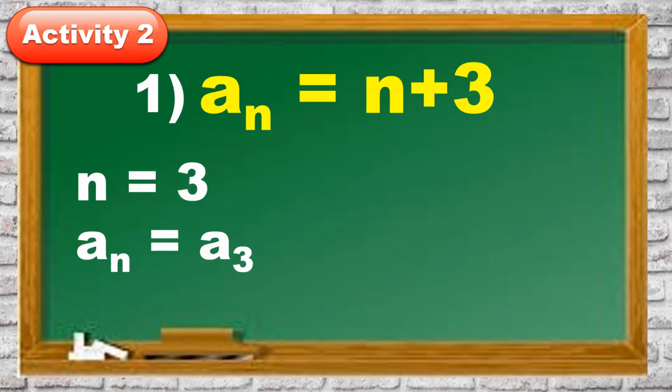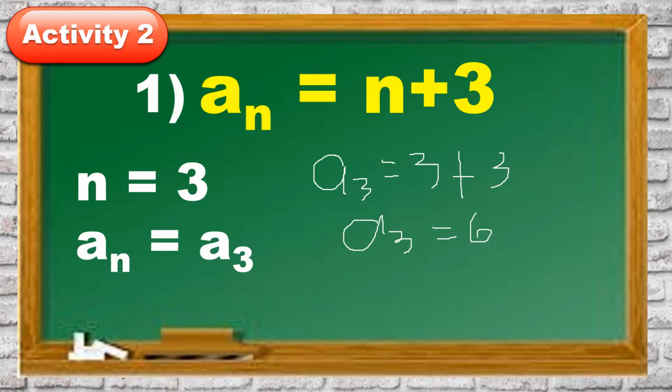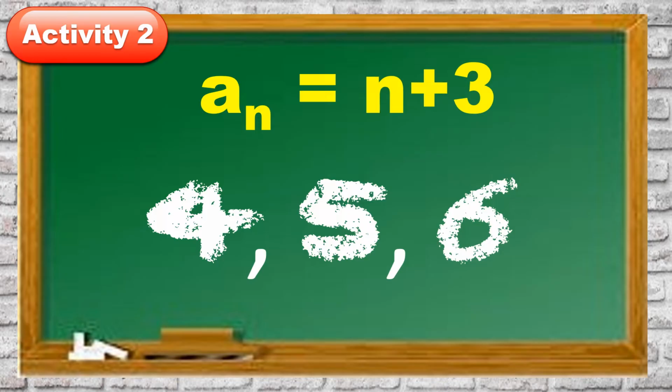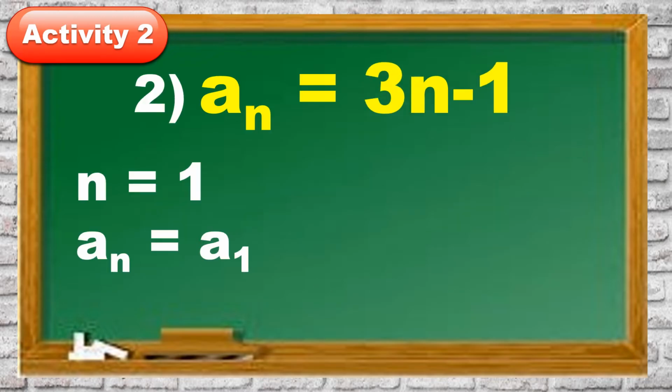Now, let us solve for the third term or the a sub 3. Siyempre, ang value doon ay n equals 3. By substitution, a sub 3 equals 3 plus 3, which is 6. So, ang third term natin is equal to 6. Very good. Summing it up, the first 3 terms of the equation a sub n equals n plus 3 are 4, 5, and 6. Now, eto naman.